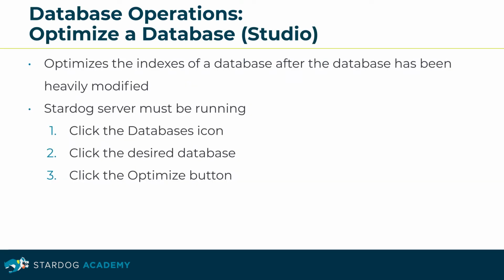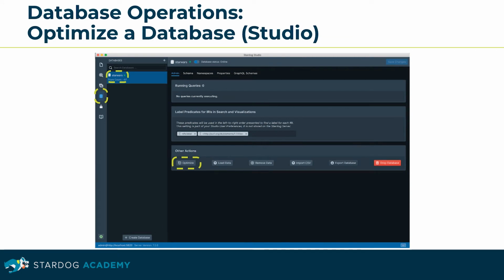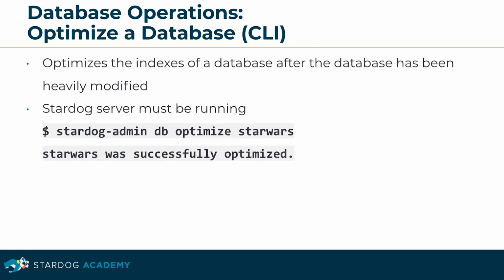The next database operation we will discuss is optimizing a database. Performing this operation optimizes the indexes of a database. This is most useful after the database has been heavily modified. The Stardog server must be running. Using Studio, click the blue Databases icon, select the desired database, and click the Optimize button. Using the command line interface, running the following command will optimize the StarWars database. stardog-admin db optimize StarWars.